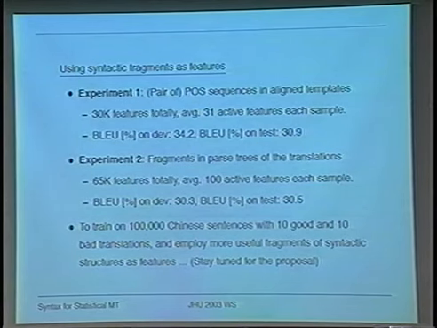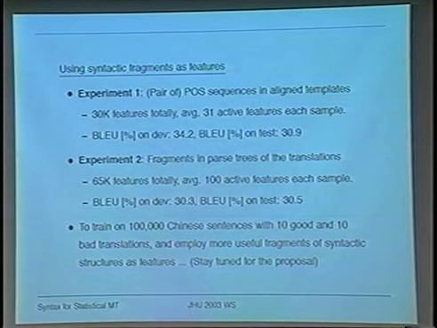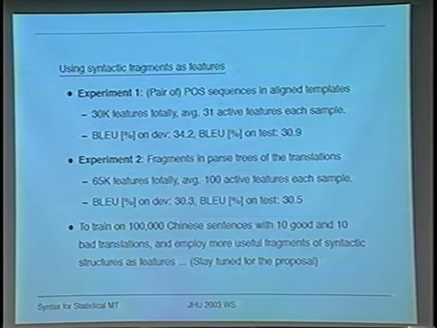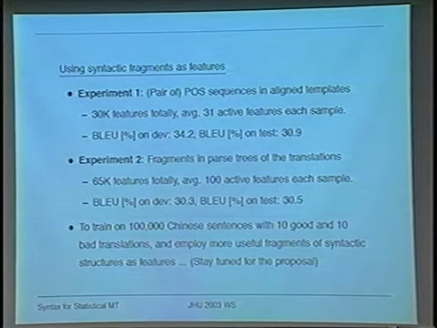And another set of experiments is to use the fragments of parse trees of English translations. In the previous one, we used alignment information, but for this, we only use the features from the English sentence. And we found that we can even get a good BLEU score on the dev set, which means that it's very important to use alignment information in the training.